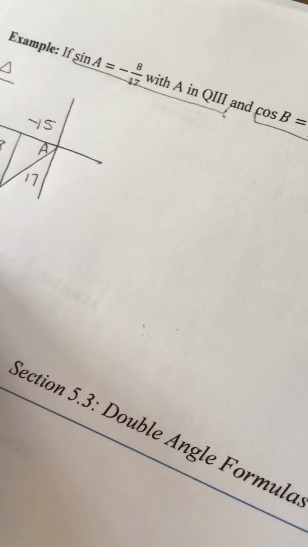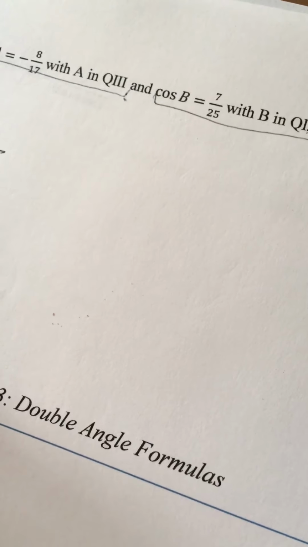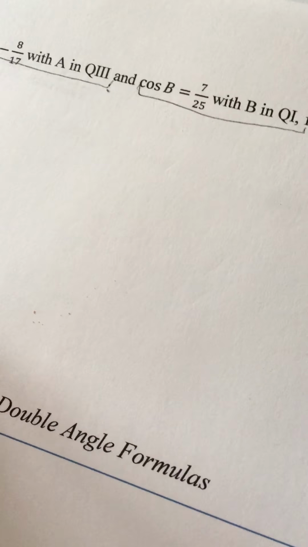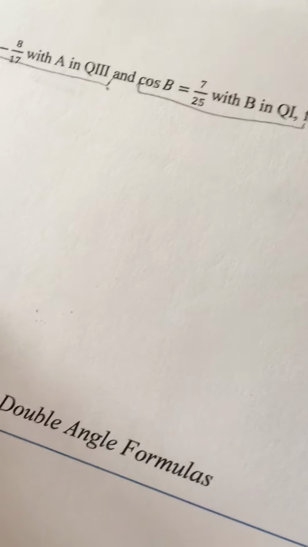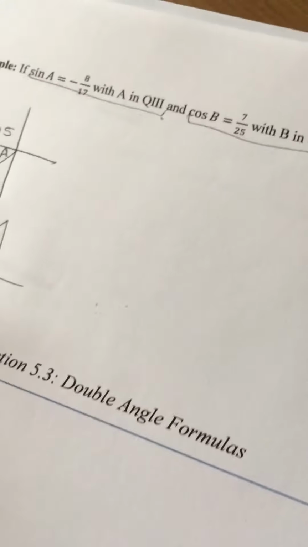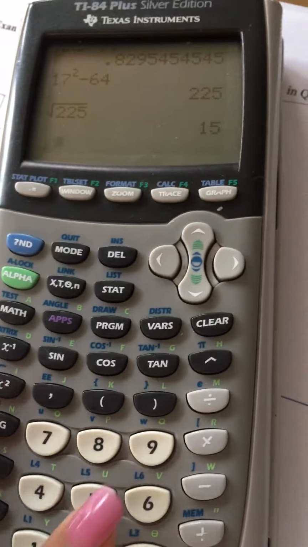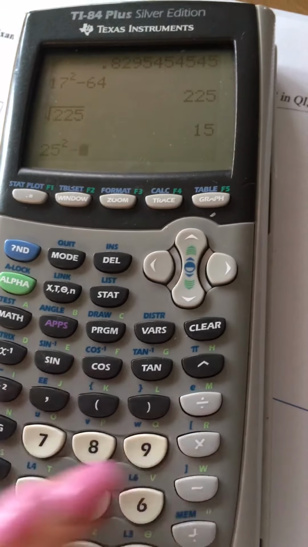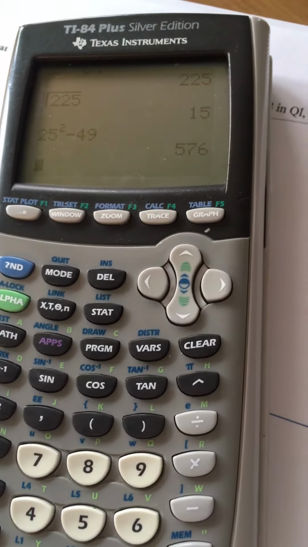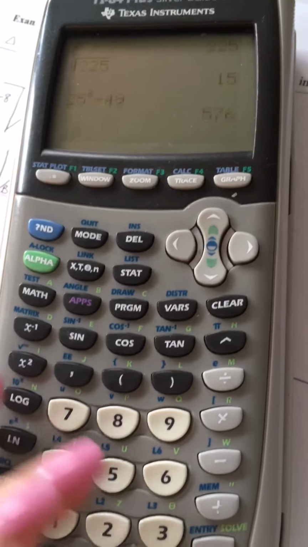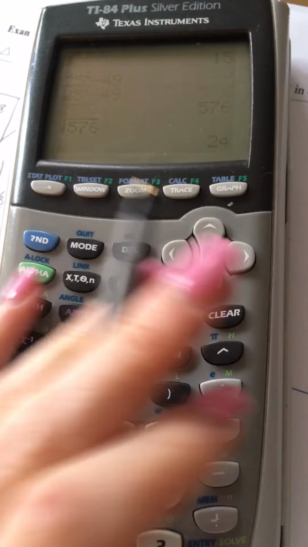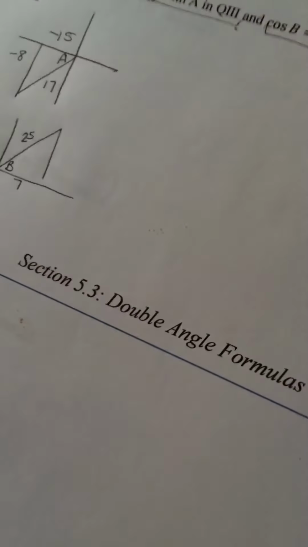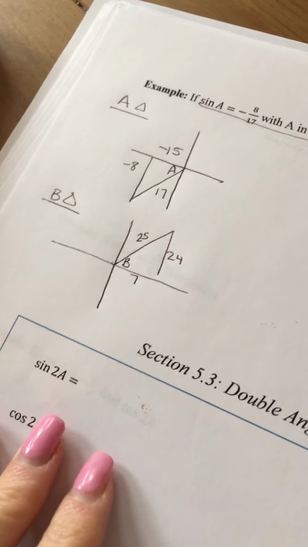And then for triangle B, we have cosine of B is 7/25 with B in quadrant 1. So B is in quadrant 1. Cosine is adjacent over hypotenuse. And I'm going to find that missing side here. So I'm going to do 25 squared minus 49, 576. That's a perfect square. I just don't remember which one. 24. Looks great. All right, everything's positive in B. All right, those are my two triangles.